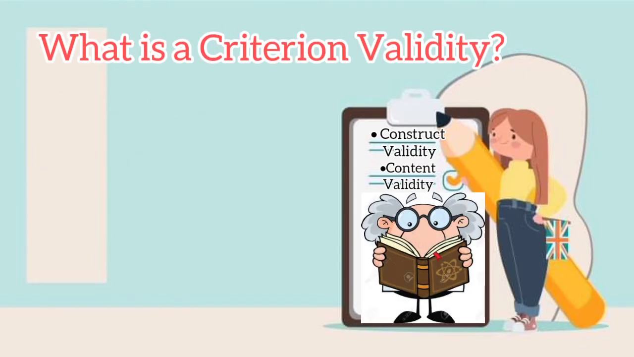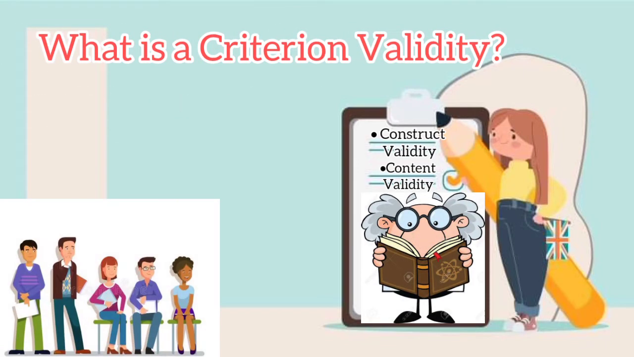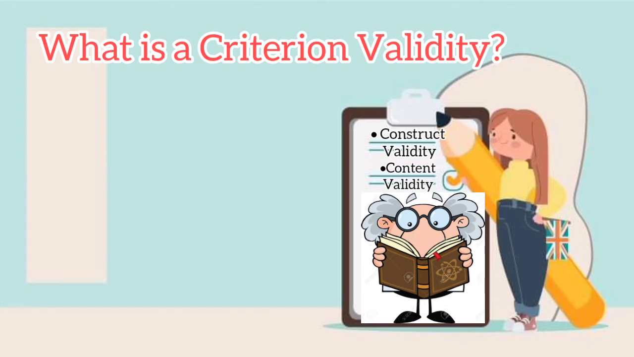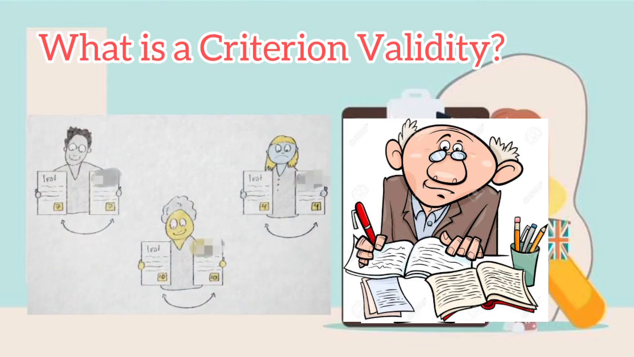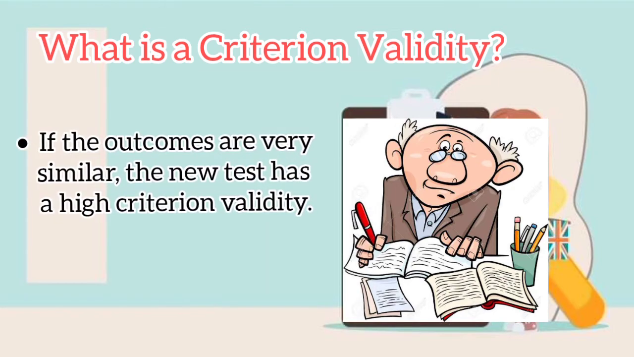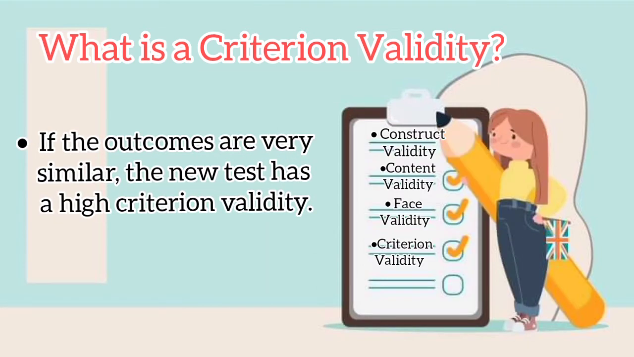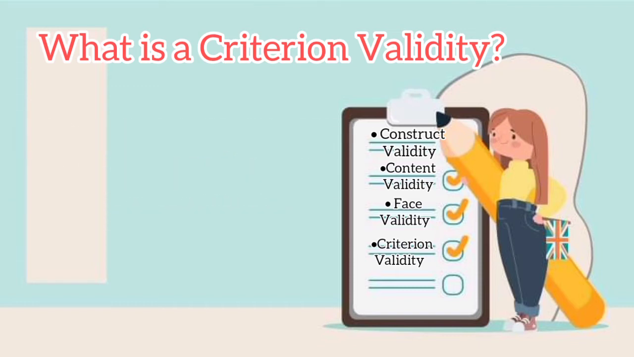A university professor creates a new test to measure applicants' English writing ability. To assess how well the test really does measure students' writing ability, she finds an existing test that is considered a valid measurement of English writing ability and compares the results when the same group of students take both tests. If the outcomes are very similar, the new test has a high criterion validity.